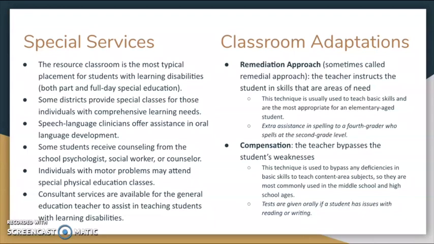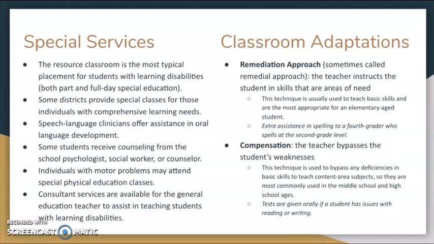There are two different approaches for the instruction of students with learning disabilities. The first one is the remediation approach. This is where the teacher instructs the students in skills that are areas of need. This technique is usually used to teach basic skills and is the most appropriate for an elementary age student. The textbook gives an example of extra assistance in spelling to a 4th grader who spells at the 2nd grade level. The second method is compensation.